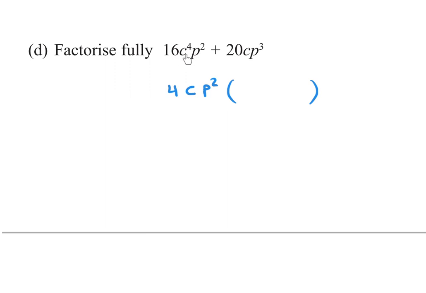16 C power 4 B power 2 divide 4 C B power 2 equals 4 C power 3, plus 20 C B power 3 divide 4 C B power 2. 20 divide 4 equals 5, and C cancel. B power 3 divide B power 2 equals B.